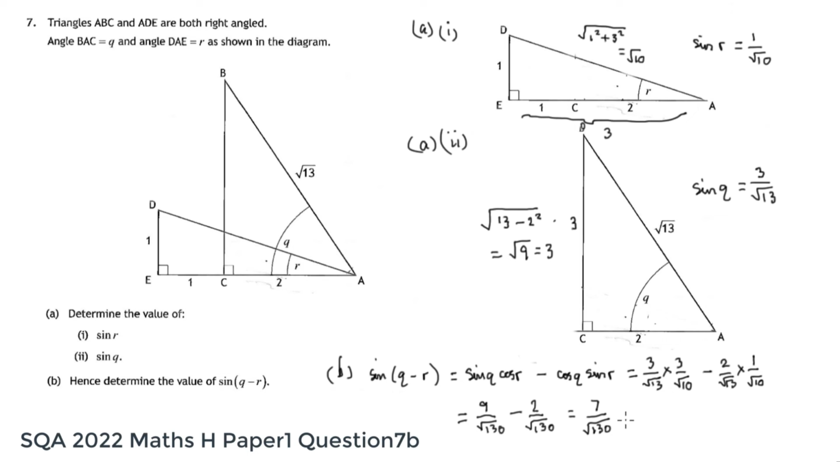That'd be a perfectly adequate version for the answer. It just says determine the value, and that is the exact value. No calculators in paper 1. So that's the exact value of sine Q minus R.